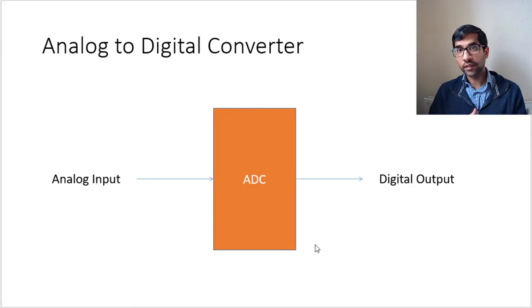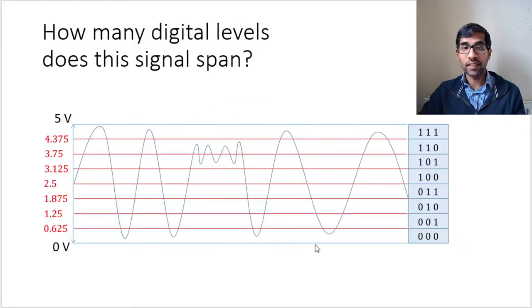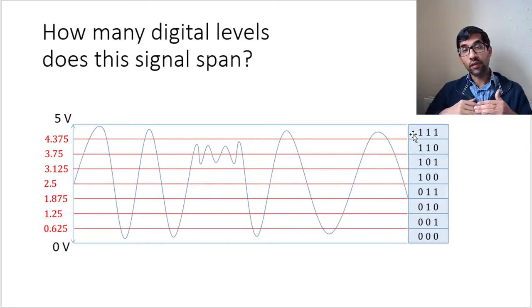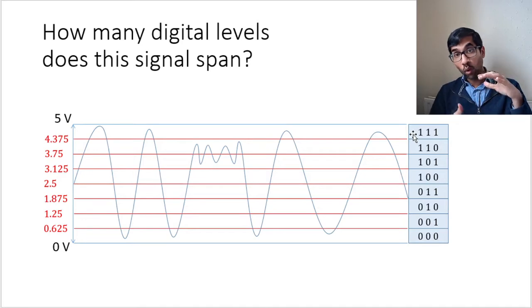To further think through these ideas, let's think about the analog to digital converter of this analog signal that we looked at last time. And let's ask the question, how many digital levels does this signal span? If you look at the levels, it actually spans all the 8 levels of your ADC. Now, that is a good thing because the analog signal is basically using all of the digital levels to be represented.